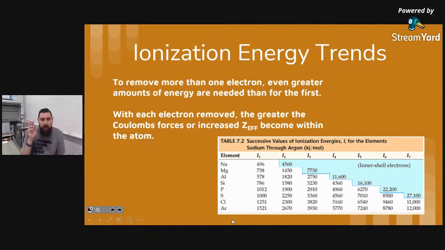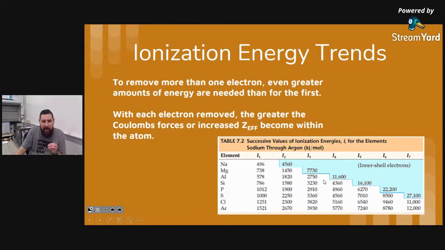Okay? So in this table that I'm showing you here, once you remove the first electron, say for sodium, now I'm moving to an inner shell electron, one that is closer in, and I see a huge increase in energy. So a lot of times what you'll see in the advanced chemistries, AP chemistry, pre-AP chemistry, is that they will give you a table like this, and they don't tell you what the element is, and they ask you for this element, determine which family it would be in.